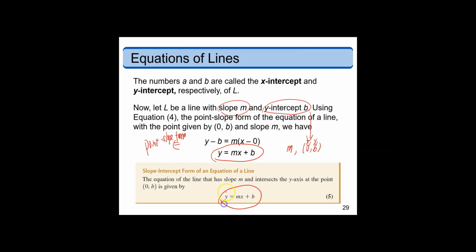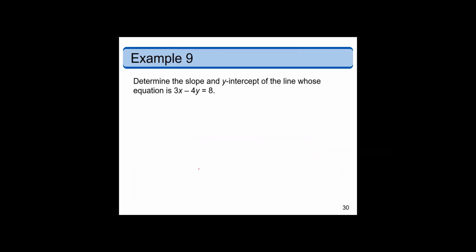This is slope intercept form. Given the slope and the y intercept, with slope m and y intercept (0, b), you can get slope intercept form, another form of the equation of the line.